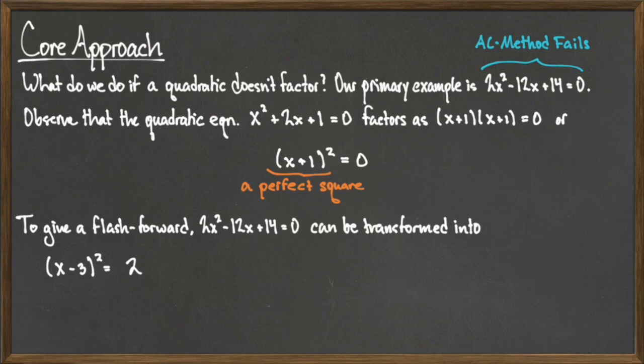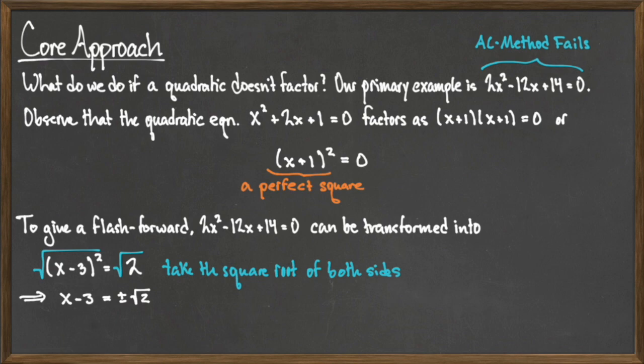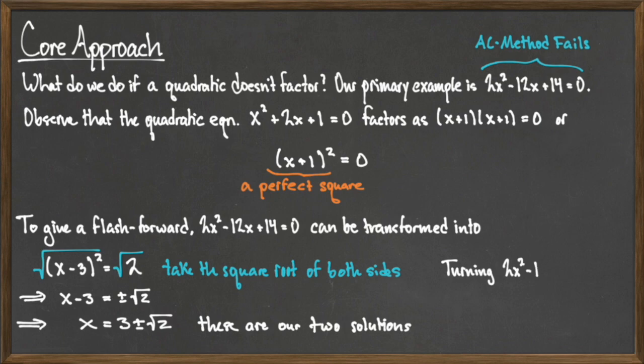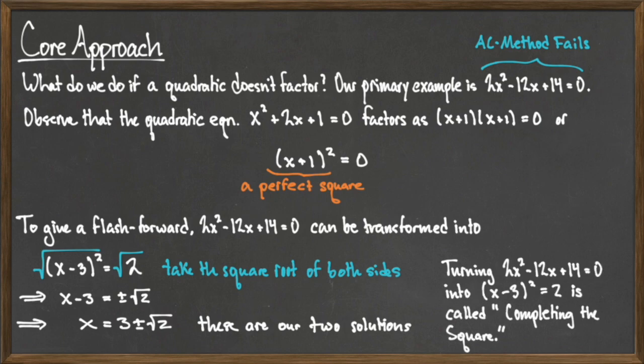The reason we would even want to do this in the first place is that solving for x now becomes easier. I can take the square root of both sides and transform this into x minus 3 equals plus or minus the square root of 2. And when I solve for x, I'll get the solution x equals 3 plus or minus the square root of 2. In other words, this is two solutions where each version is either an addition or a subtraction of the square root of 2 from 3. So this is the process of completing the square, turning the original equation 2x squared minus 12x plus 14 equals 0 into x minus 3 quantity squared equals 2.